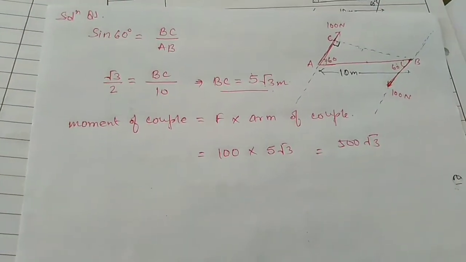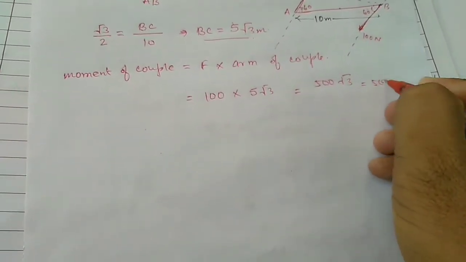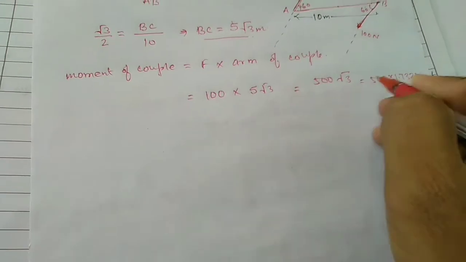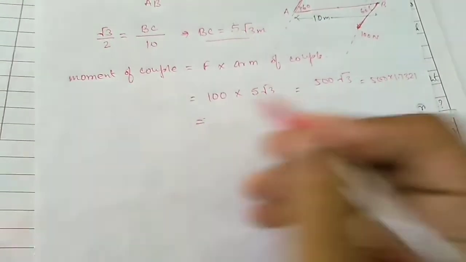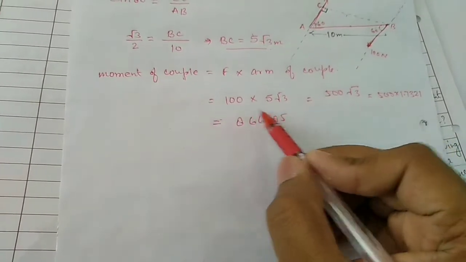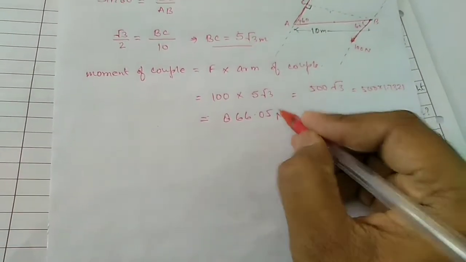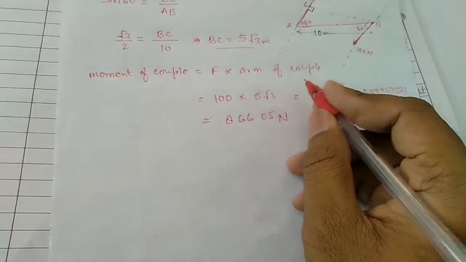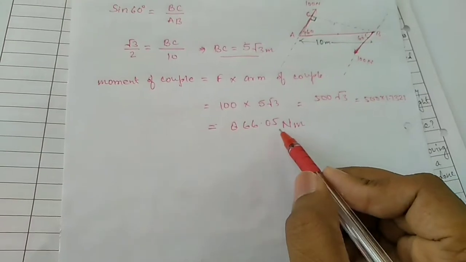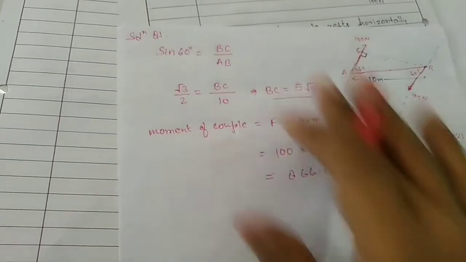Multiplying, the answer comes 500 root 3, or 500 into 1.7321. This is the value of root 3, which gives 866.05. What will be the unit? The force has the unit Newton, and the perpendicular distance, the arm of couple, is in meter. So the moment of couple has the unit Newton meter. So this is the solution of question 1.